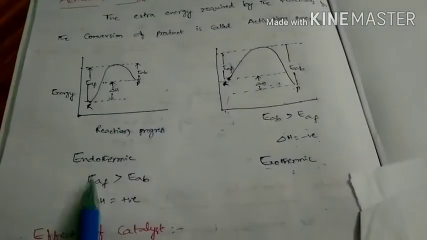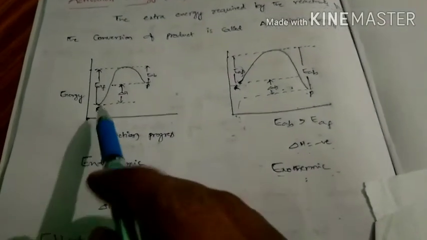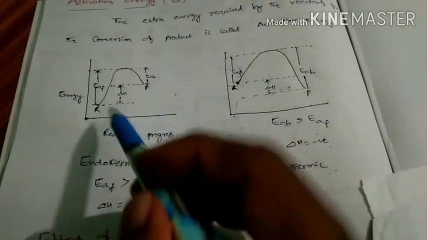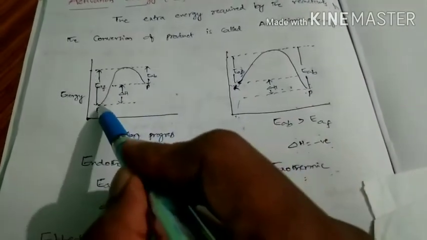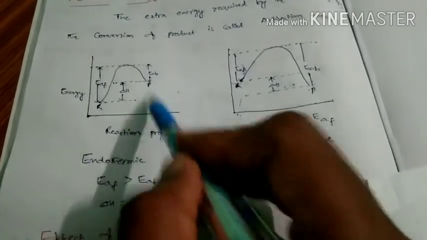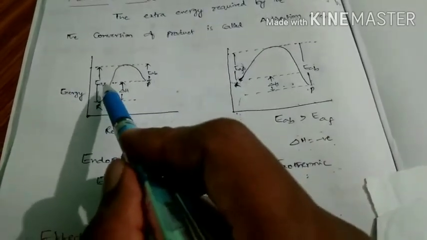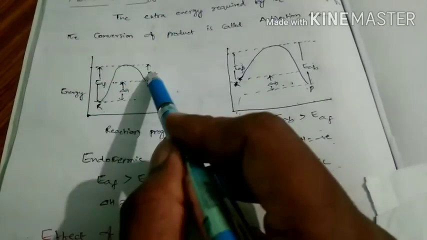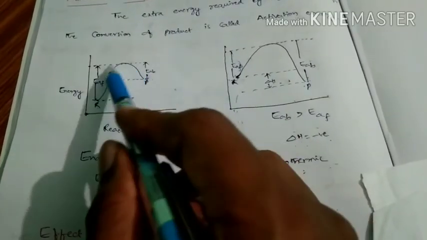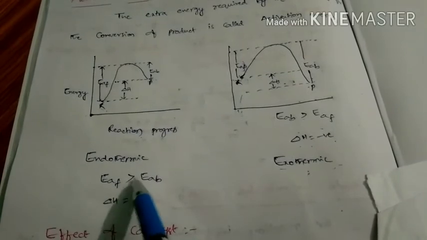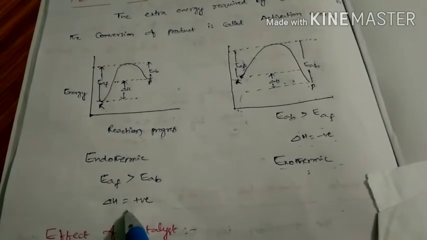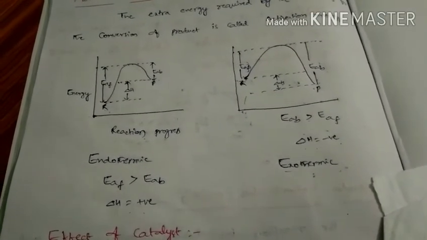But in case of endothermic reaction, energy of reactants is less than energy of products. This is energy of reactants, this is energy of products, so this is less energy compared to here. Automatically, activation energy of forward reaction is more than activation energy of backward reaction in case of endothermic reaction, so that EAF is greater than EAB. We know that delta H value in this case is positive. So this is about activation energy.